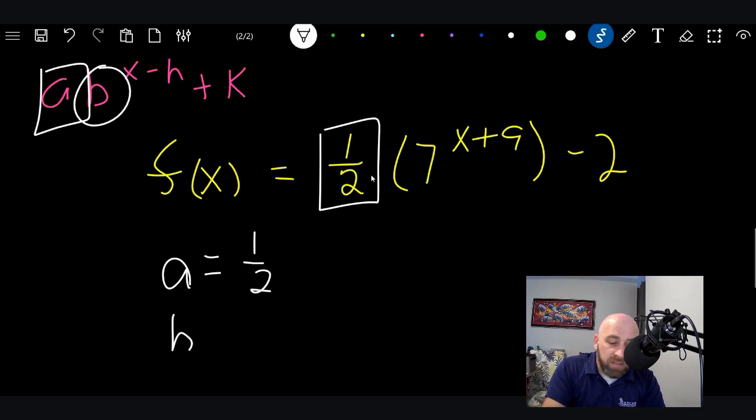What's the B? Well, the B is the base. Now, we don't use the base, but let's identify the base. The base is a 7. That's our base. And then we have the x, and the x is just x. We won't write that one in. And then the h. Now, it's negative h.